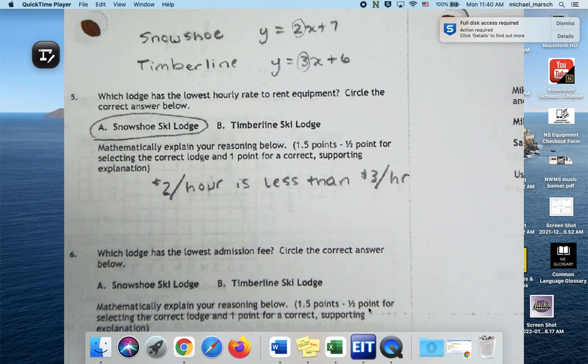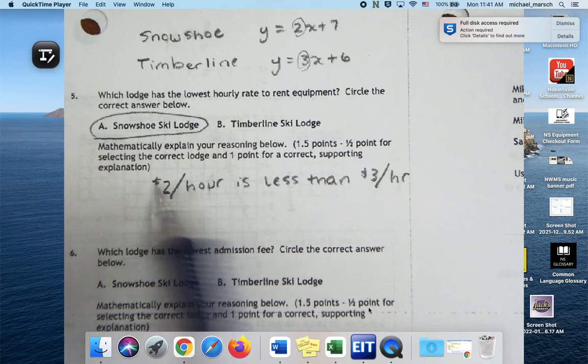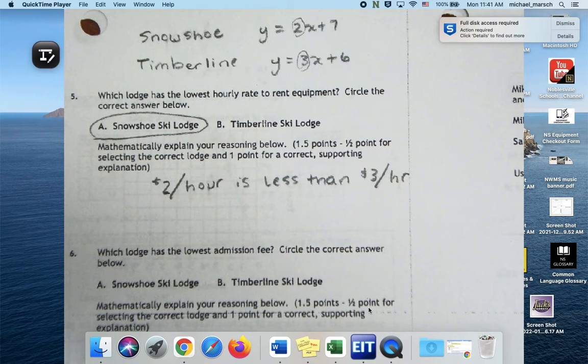Which lodge has the lowest admission fee? Addison? Oh, I have a question. Okay, what's your question? Why does the dollar sign come before the number? It just does. Because it says $3 I know, but instead of $3. I understand, but universal math notation, the dollar sign comes before. I didn't make that choice, it just is what it is.